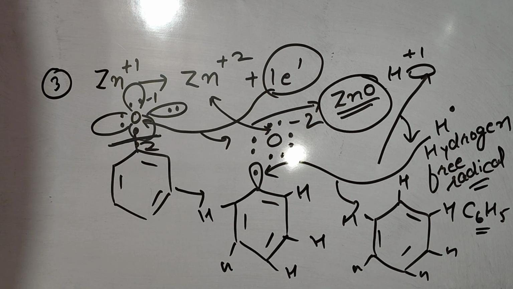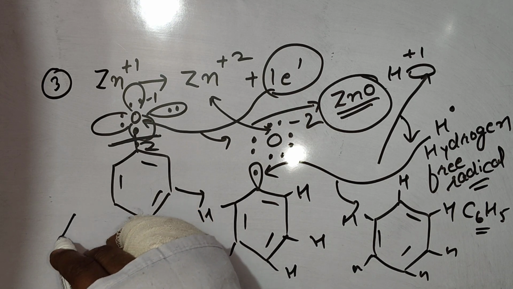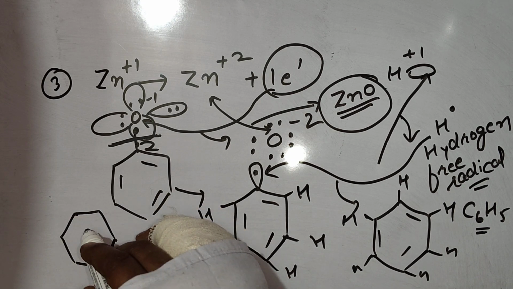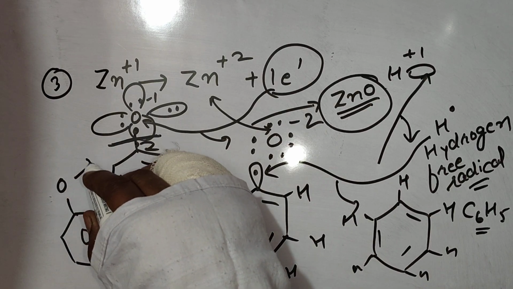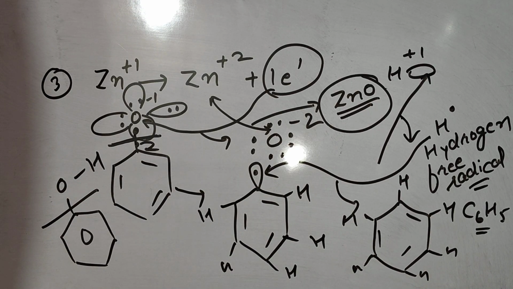This is the mechanism for JEE and NEET. That's it. These are the 2 reactions in which phenol is breaking the bond between carbon and oxygen. The first reaction was the reaction of phenol with ammonia in the presence of anhydrous zinc chloride, and this is the second reaction, phenol reacting with zinc.